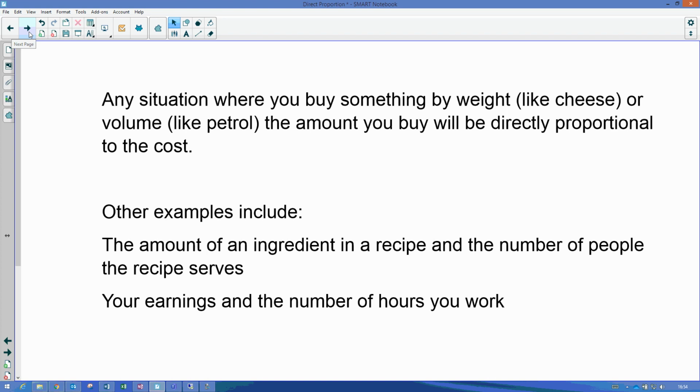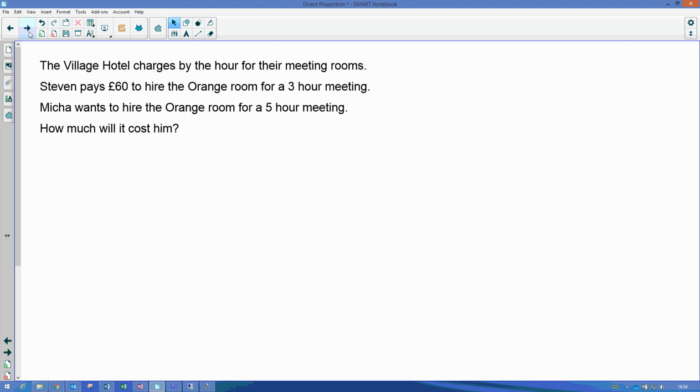Let's have a look at an example question that uses this idea and see if that makes things clearer for you. So, the village hotel charges by the hour for their meeting rooms. Stephen pays £60 to hire the orange room for a 3-hour meeting. Micah wants to hire the orange room for a 5-hour meeting. How much will it cost him?